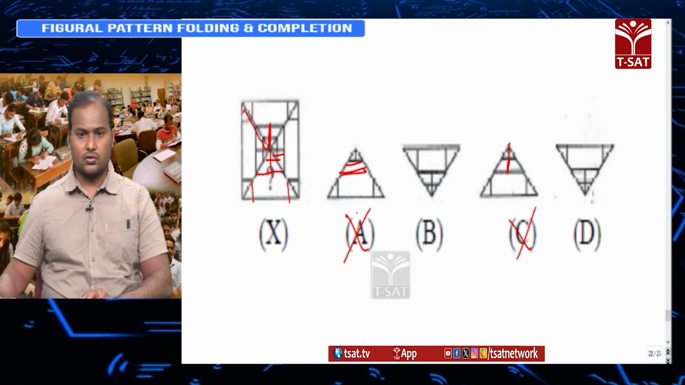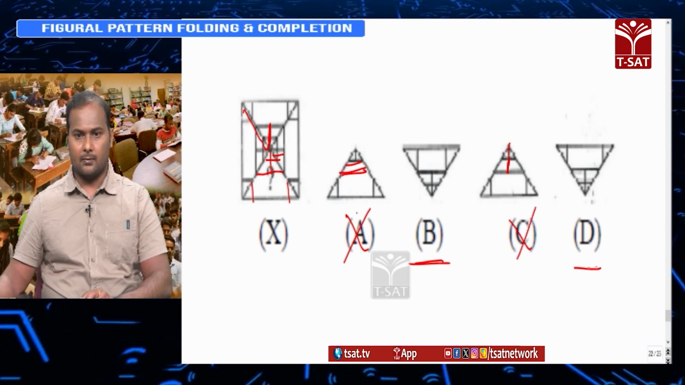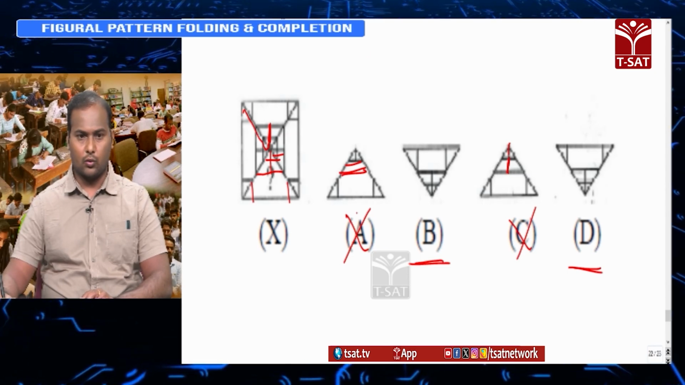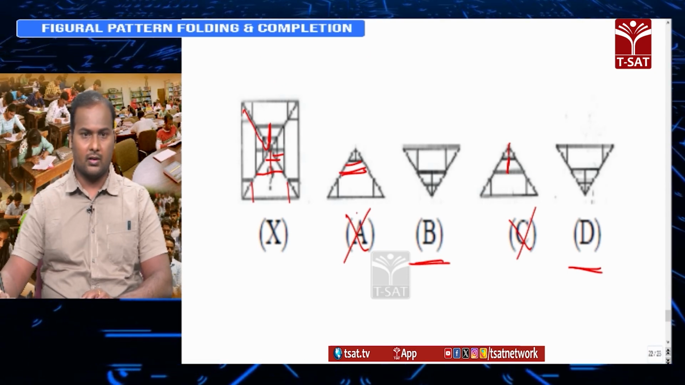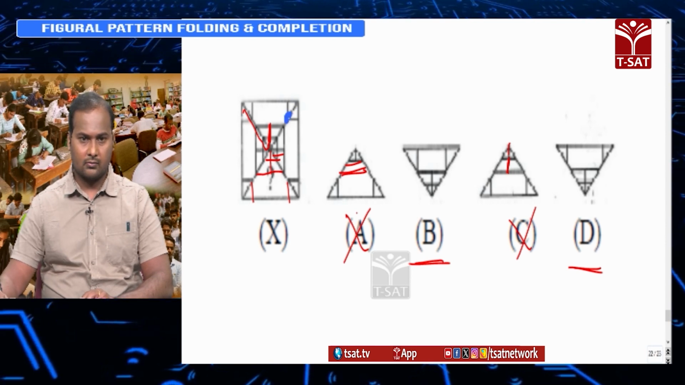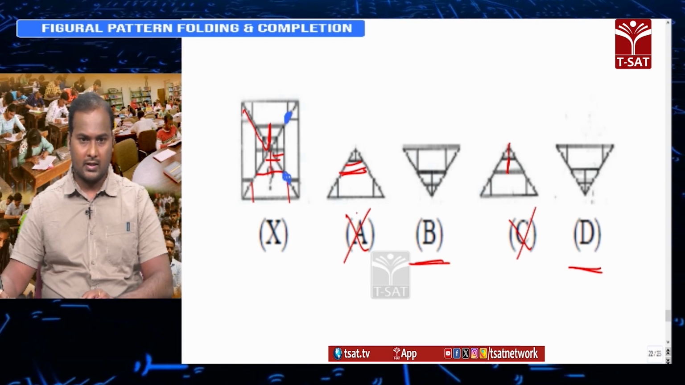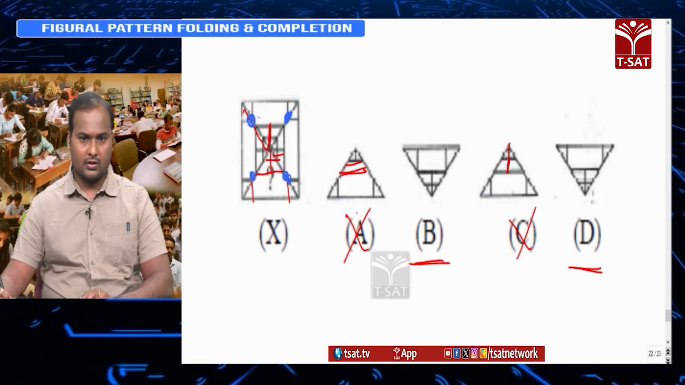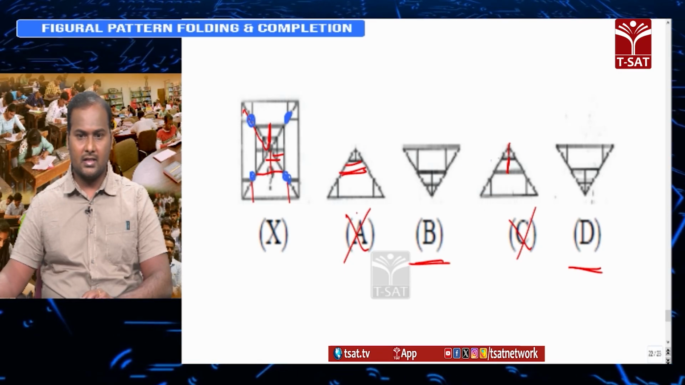Now the confusion for the student is between B and D, because they appear very, very close. But there is a small clue here. What is that small clue? It is the gap. So what is that gap? See here. This is a gap here. There is a gap here as well. Obviously, there is a gap between the lines.